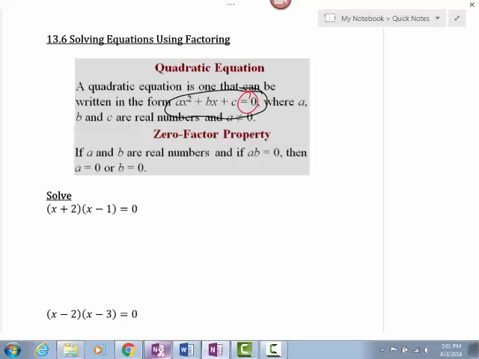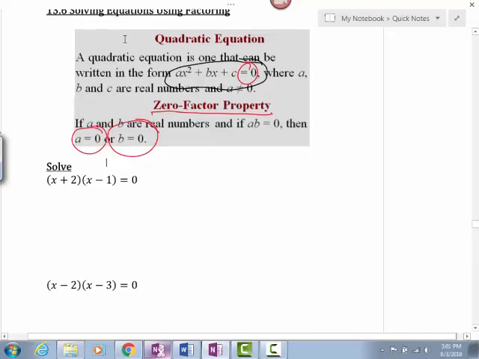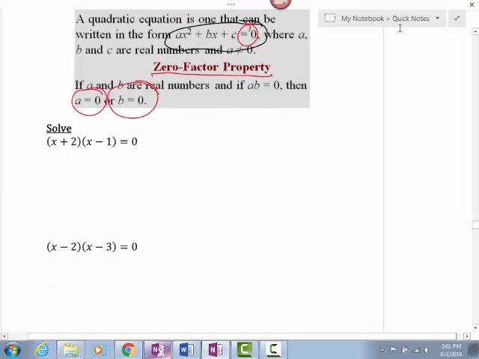Alright, so the first part here talks about this thing called the zero factor property. And it just says if a and b are real numbers, and if a times b equals 0, then either a equals 0 or b equals 0. So I want you to think about, if I were to close my eyes real tight like Forrest Gump, and I think about two numbers, and if I multiply those two numbers together, and if I got 0, then all this is saying is that either the first number was 0, or the second number is 0, or they could both be 0. Alright, so we're going to figure out how to solve, say, this first problem here.